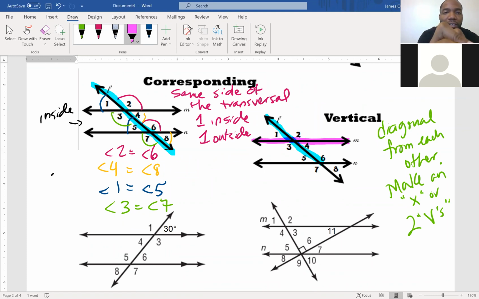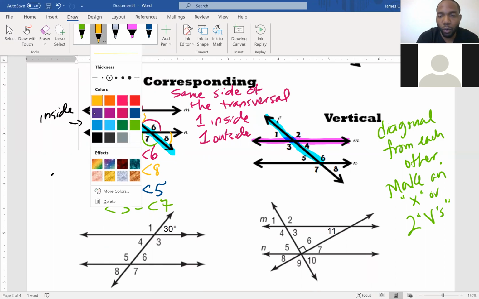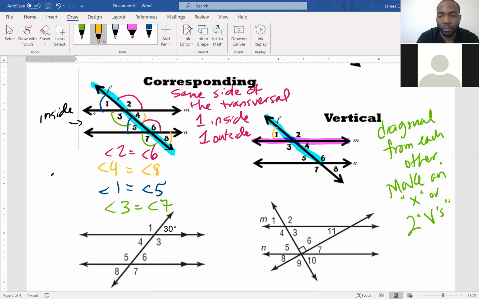And so if I look and say, Mr. O'Neill says that vertical angles are angles that are diagonal from each other, then 1 is diagonal from 4. So angle 1 is congruent to angle 4. Okay, and then angle 2 is diagonal from 3. Now, when I say they make an X, that's my X right there.